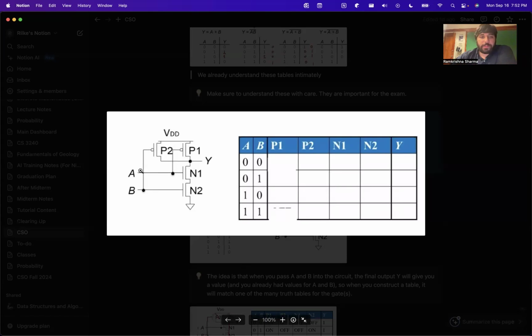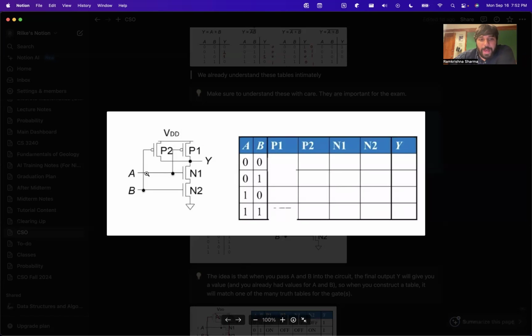A is 0, right? So N1 again is open. These are both off, N1 and N2. A sends 0 and B sends 0, and N1 and N2 are both open. So we already know that we're not going to ground. In other words, the output Y will not be 0.